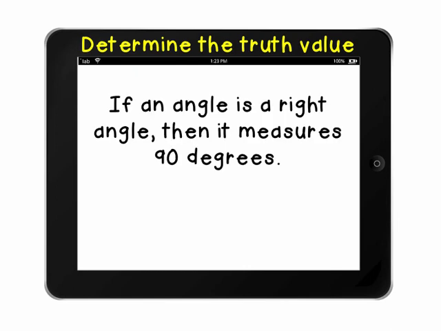Determine the truth value of this statement. If an angle is a right angle, then it measures 90 degrees. Okay, so the hypothesis must remain true. The angle has to be a right angle. Could it be anything other than 90 degrees? No. This is definitely a true statement.